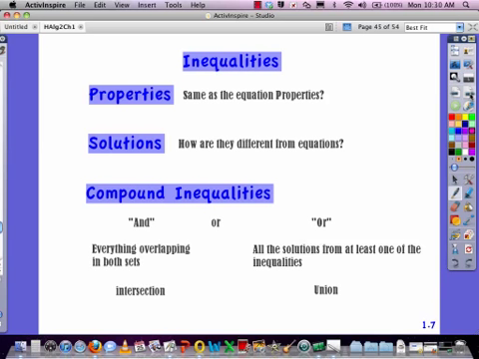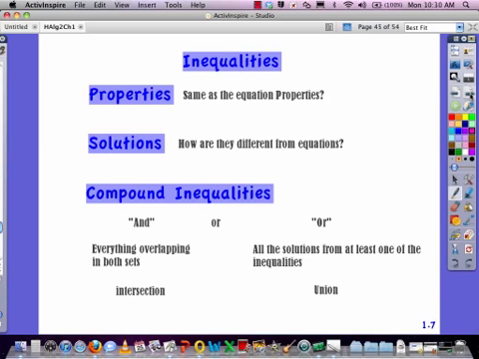The properties will be very similar to the ones we used for our equations. That would be the addition property, the substitution property, subtraction, multiplication, division. All those properties are very similar. How you want to manipulate the equations to get the variables by themselves.